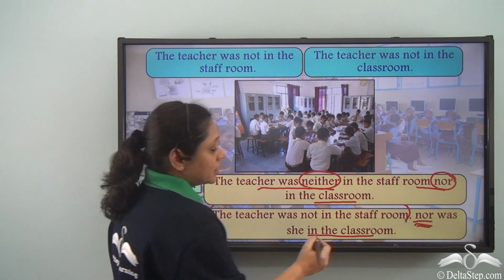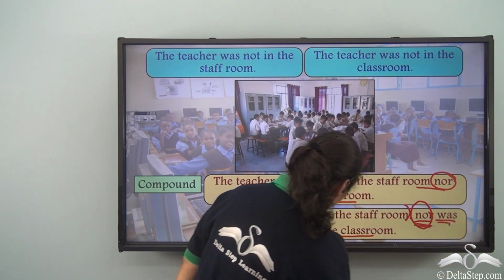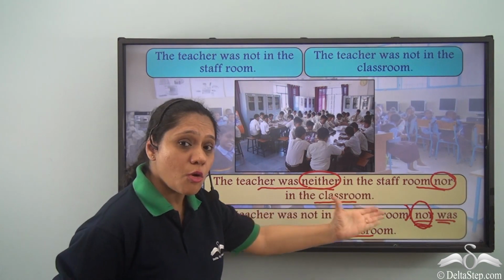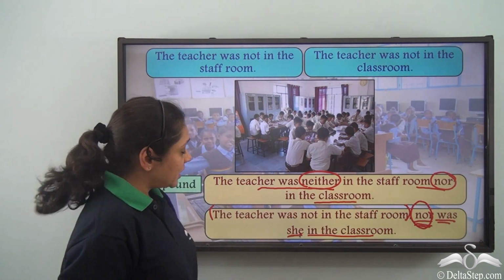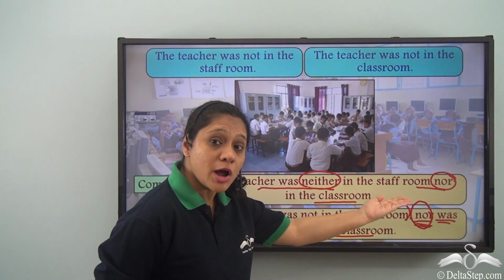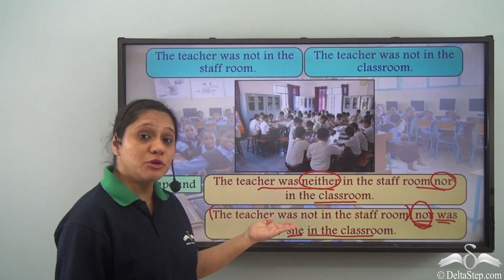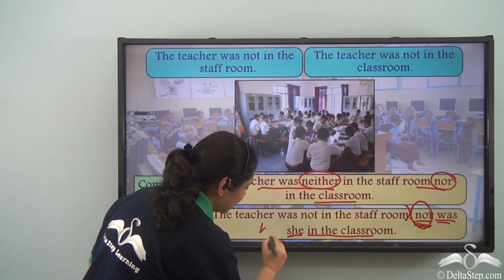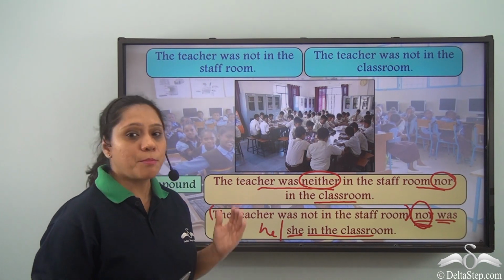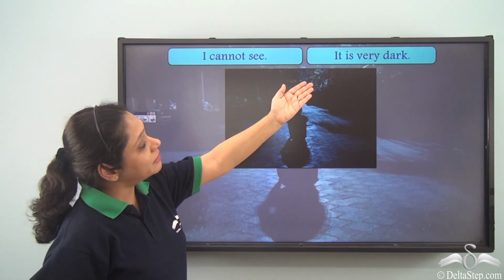Then we have added the conjunction nor and we have changed the position of the subject. Here it is, she was not, and we have written nor was she. So we have the sentence as, the teacher was not in the staff room nor was she in the classroom. Now here in this sentence, instead of using she, you could have also written he, since we do not know whether the teacher is a female or a male. Both are correct.